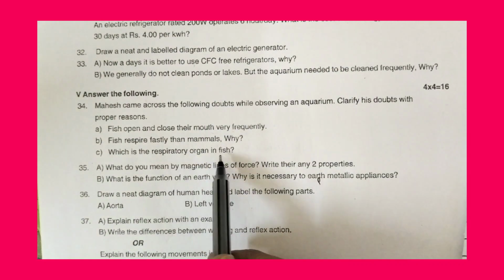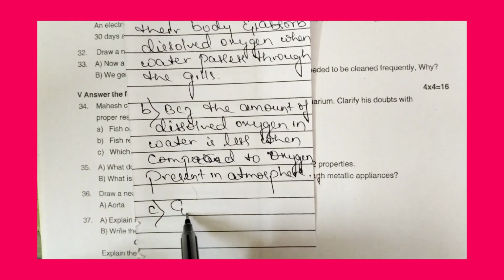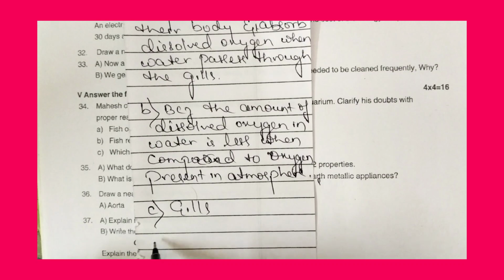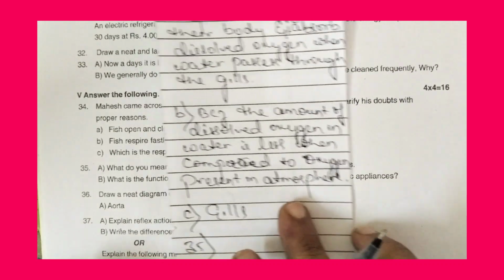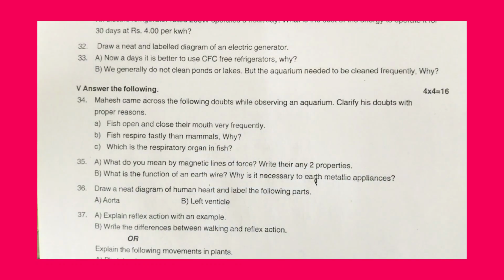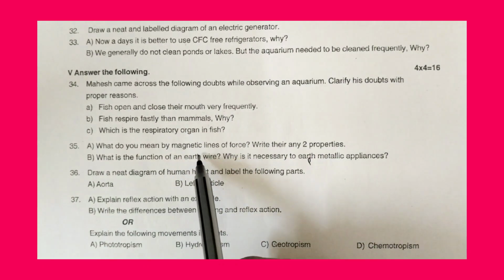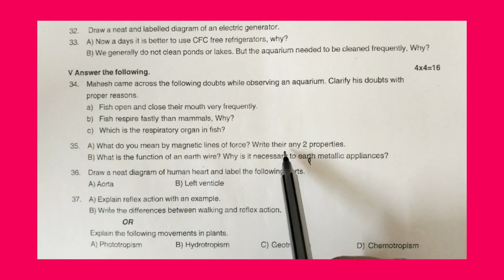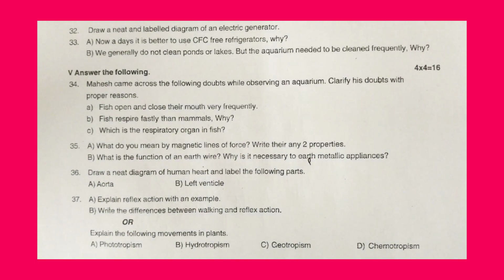Which is the respiratory organ in fish? So the respiratory organ in fish is gills. So now let us move to the 35th question. What do you mean by magnetic lines of force? Write any two properties. So what is meant by magnetic lines of force and any two properties?